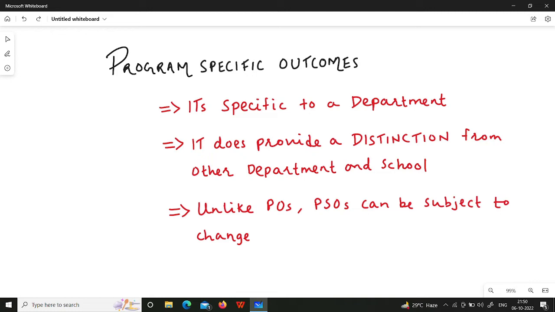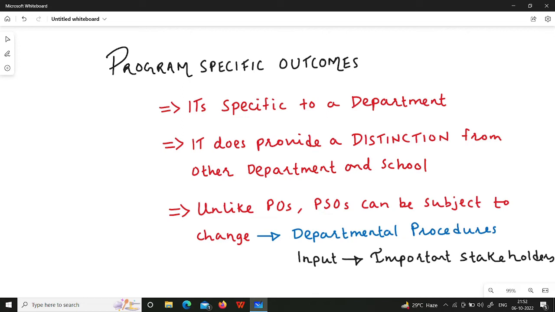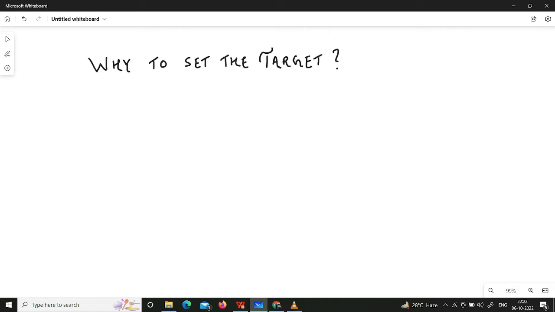The change of PSOs should be reflected in the departmental procedure, including the input from important stakeholders. On what basis the PSOs are changed, what the frequencies are, all those things should be mentioned in the departmental procedure, and the department has to seek the input from the important stakeholders: input from the important employers, input from the important alumni, input from the industrialists should be sought to change the PSOs.